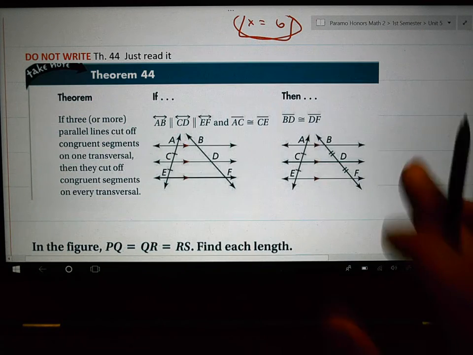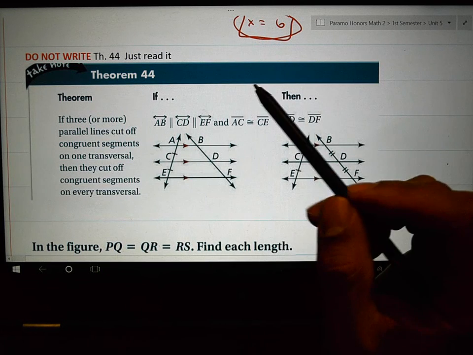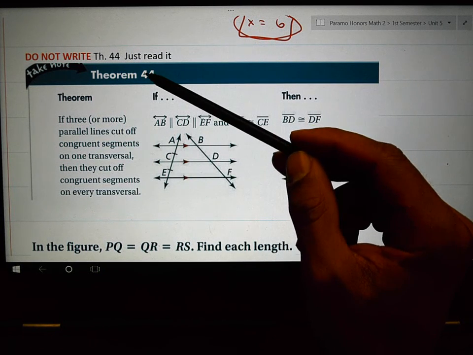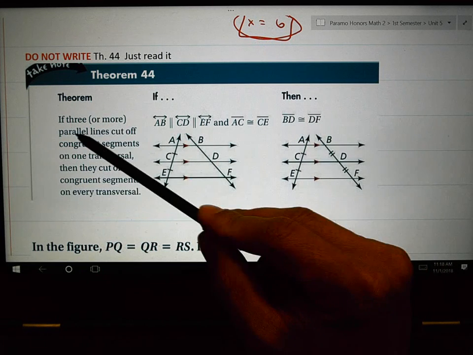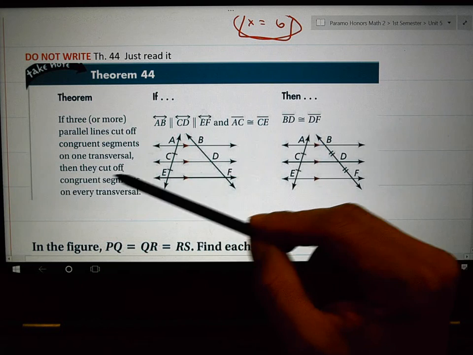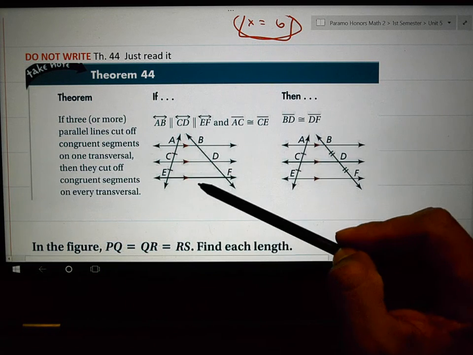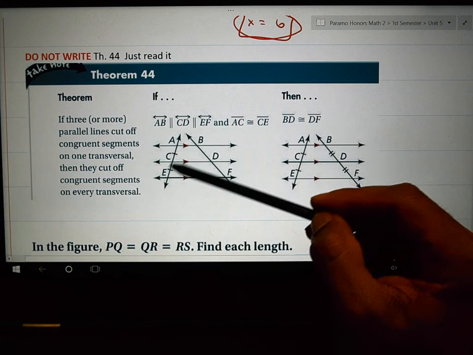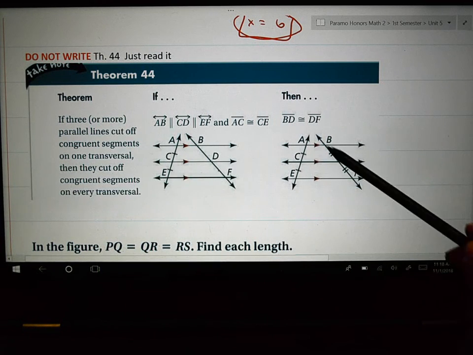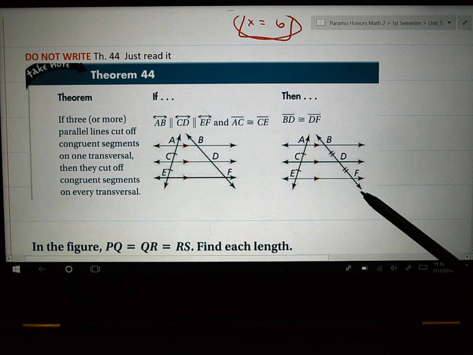I have one more example, and I have a theorem I need to read to you, which I think is pretty simple. It doesn't have a name. It's called Theorem 44. If 3 or more parallel lines cut off congruent segments on one transversal, then they cut off congruent segments on every transversal. This is a really cool thing. If I know that these two are congruent, then every other transversal is going to have to be congruent down the line. Not necessarily to the first one, but to each other.